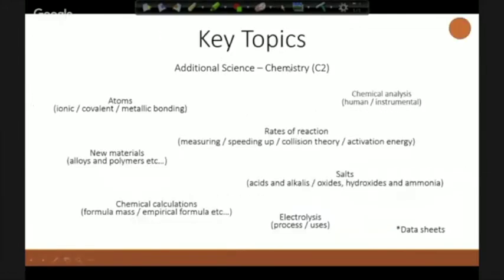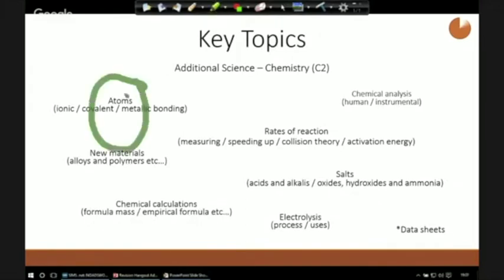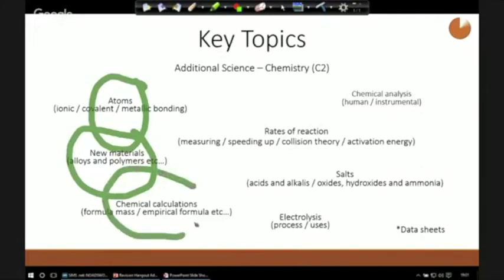So in the previous session, we looked at the following topics for the additional science. We covered atoms in terms of atomic structure, ionic, covalent bonding, and metallic. And we looked at new materials, alloys and polymers. We looked at the vast majority of chemical calculations. We didn't look at percentage yield, and if I've got time, I'll quickly try and go over that again tonight. And then finally, we looked at the data sheets, specifically the information they hold and how they can be used.